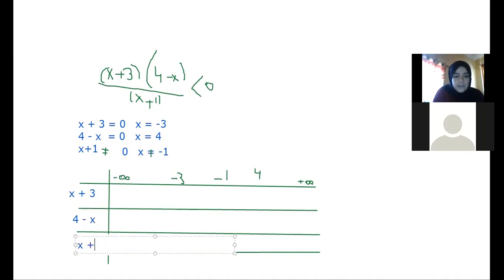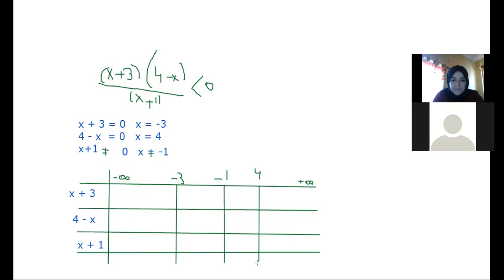Very good. Let us start with the first one. What's the root for x plus 3? Minus 3, so we put a 0 on it. Everything before will be negative, and everything after will be positive. Very good. Now, what's the root of 4 minus x? Since it's minus x, everything before will be positive, and everything later will be negative.